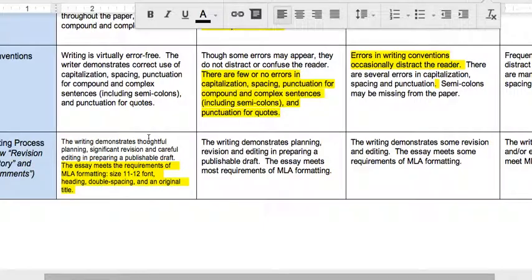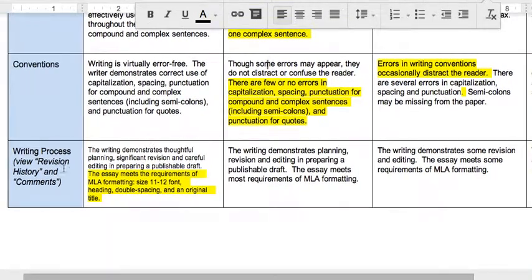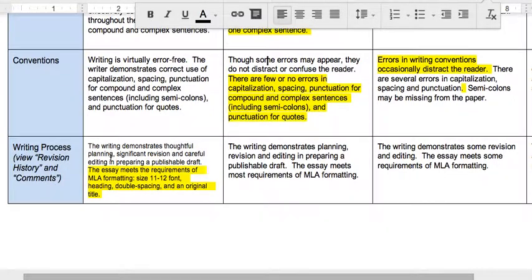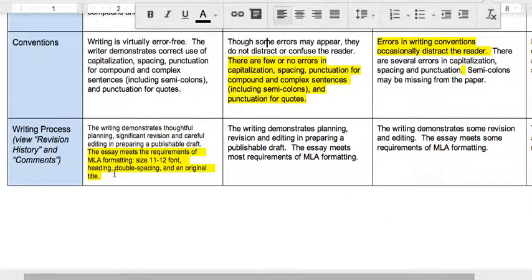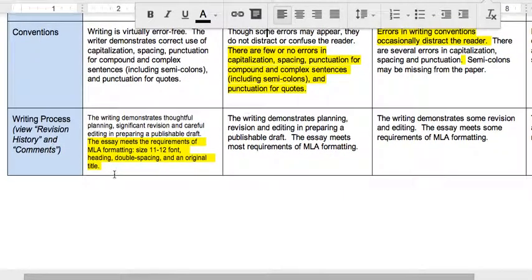We can't evaluate the writing process because this is a copy of the original paper, so we can't see the revision history or the comments, so I left that blank. And it does meet the requirements of MLA formatting effectively.